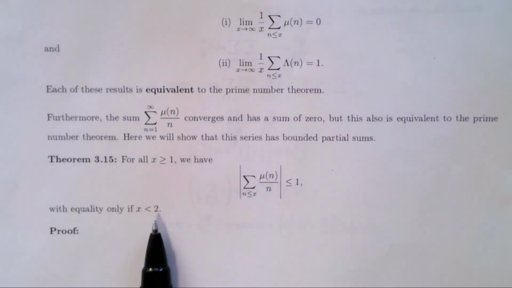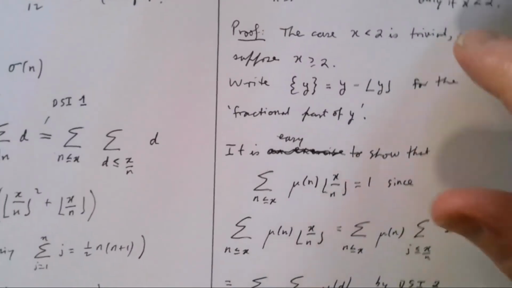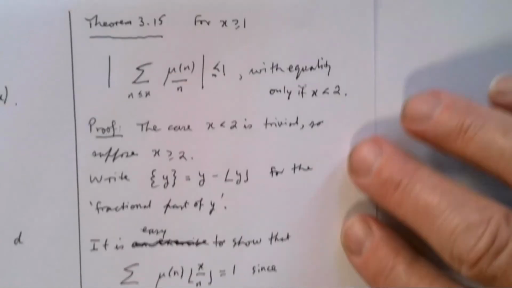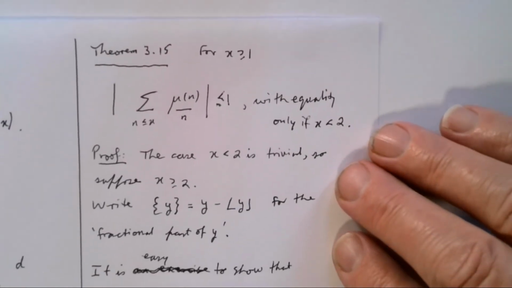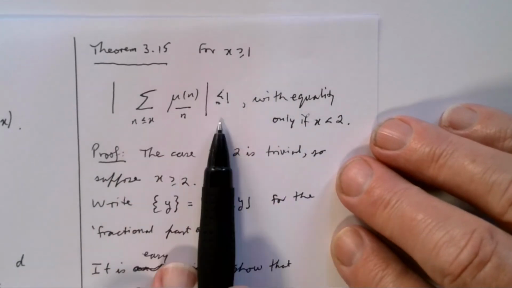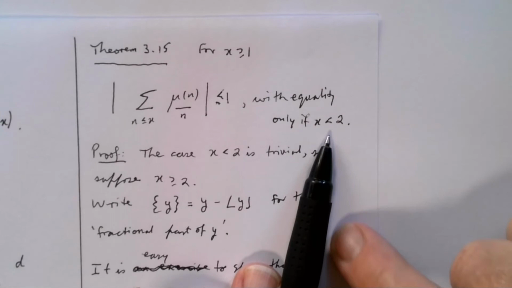The proof of this is a little bit fiddly, but it's worth having a look at. And so here it is. Here is the proof of our theorem 3.15. So we take x bigger or equal to 1. I claim that this is less or equal to 1 with equality only if x is less than 2. Well, I'll leave you to check.